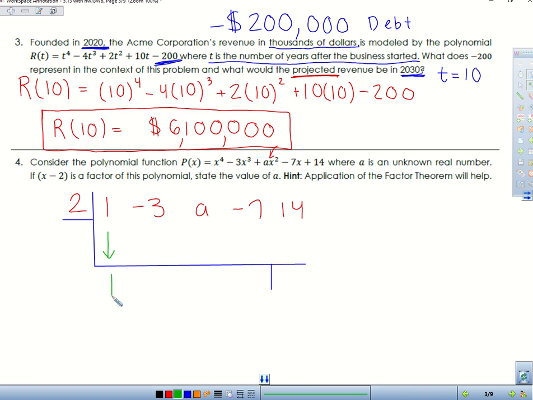So we're going to bring down the 1, multiply, combine, multiply. A minus 2, that's just a minus 2. I can't do anything with it. Now I'm going to multiply 2 times a minus 2, which is just 2a minus 4, right? And then here I can just combine like terms. What's 2a minus 4 minus 7?